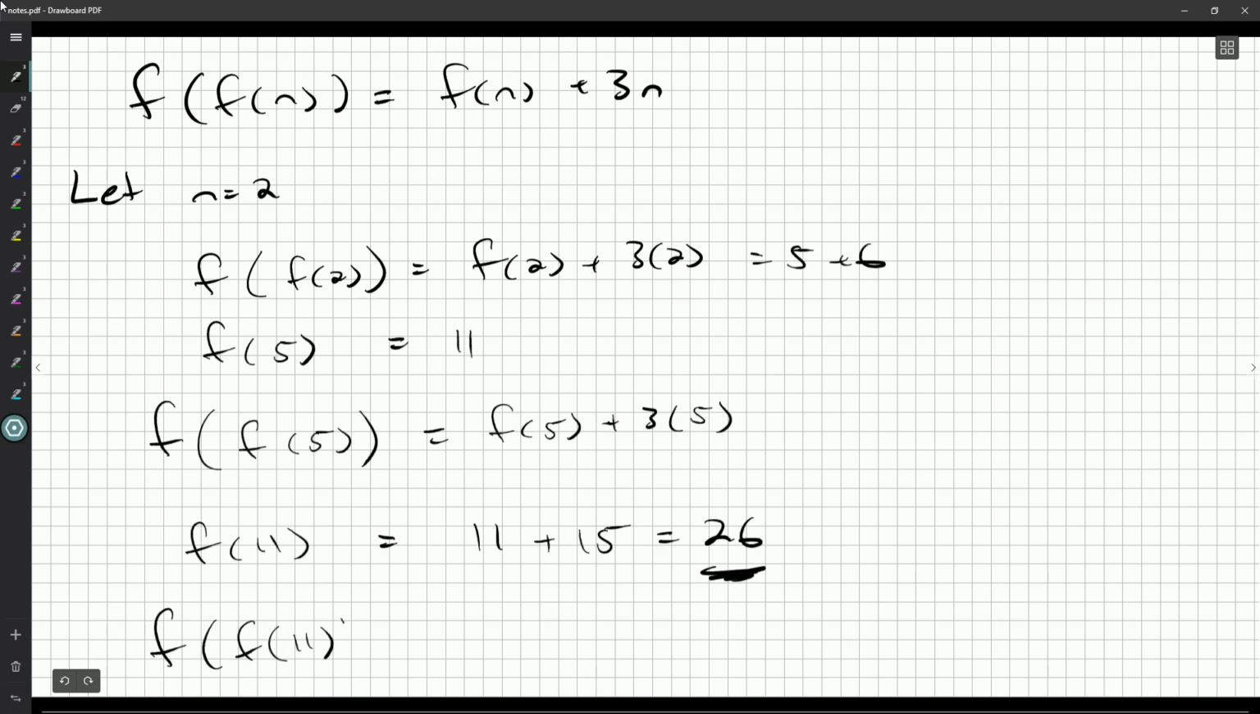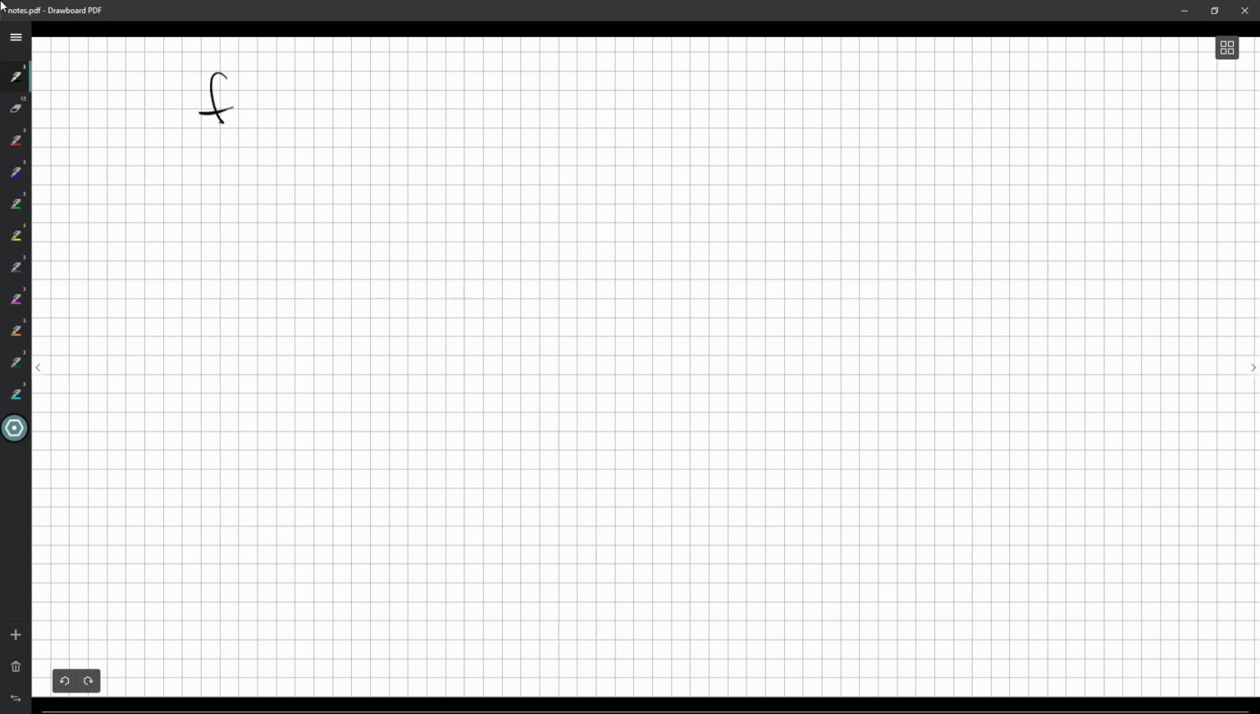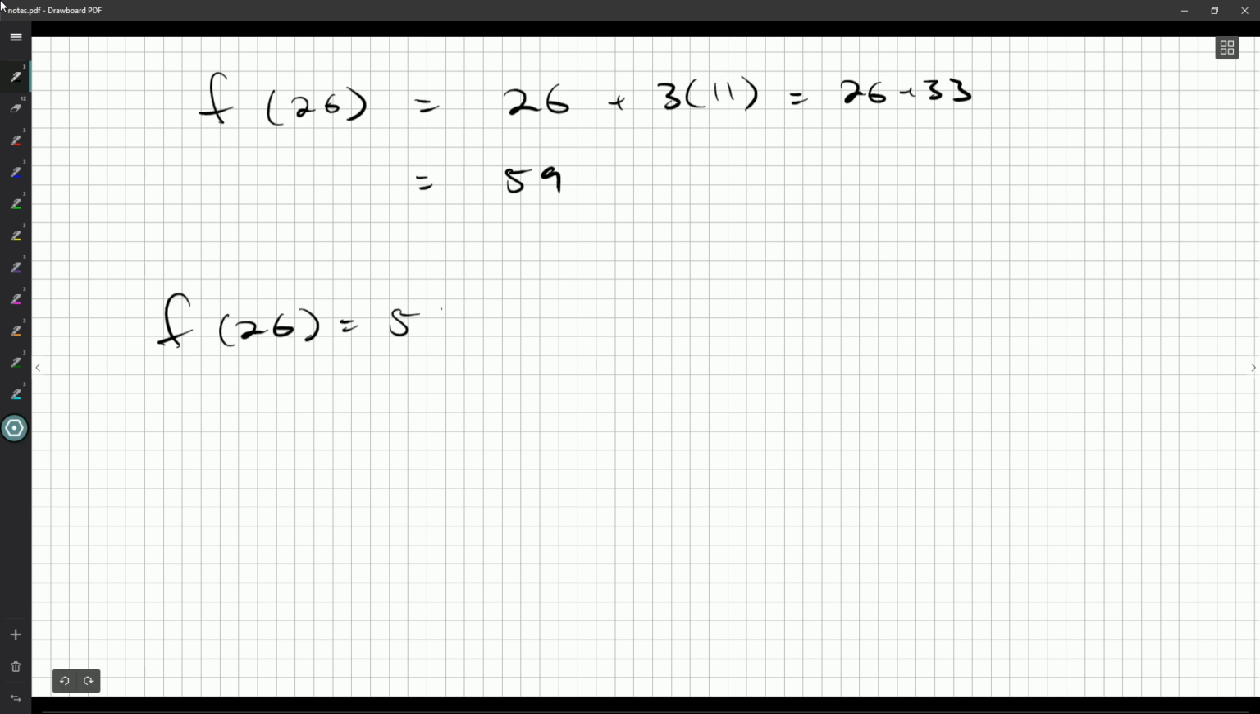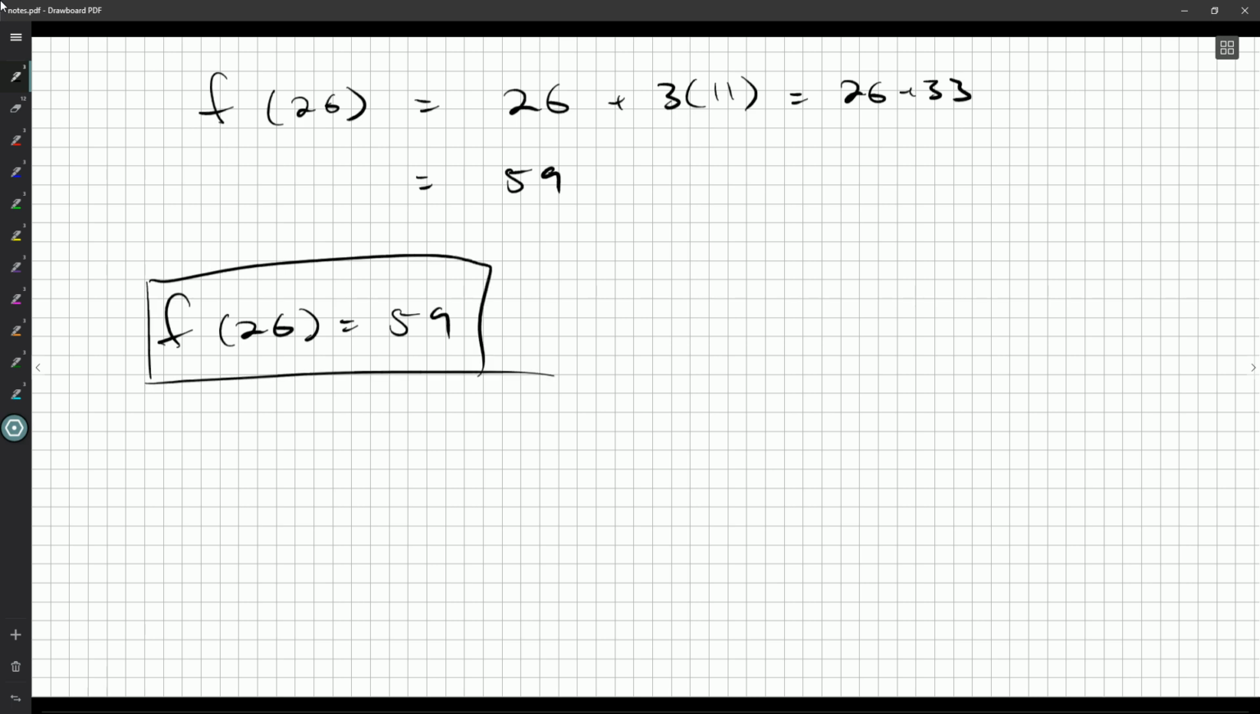f of 11 is f of 11 plus 3 times 11. That's really f of 26 is 26 plus 3 times 11. And so that's 26 plus 33. And so we're looking for an answer of 59. Okay. That's a written question. We have shown our work, but I would probably summarize there at the end. There's my answer: f of 26 is 59. Great. Okay. Now, we're done with A.